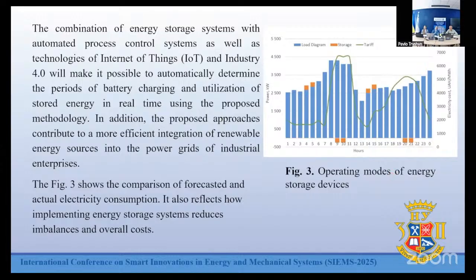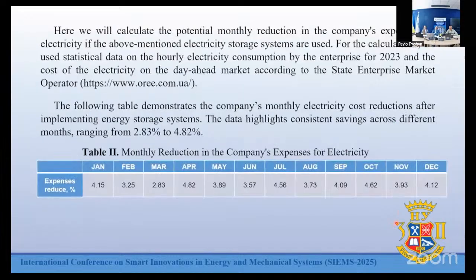The final results presented in Table 2 show the monthly reduction in electricity expenses after implementing ESS. The savings range from 2.83 to 4.82% per month, depending on electricity usage patterns and tariff fluctuations. This ongoing saving highlights the efficiency of the proposed energy storage strategy for industrial companies.